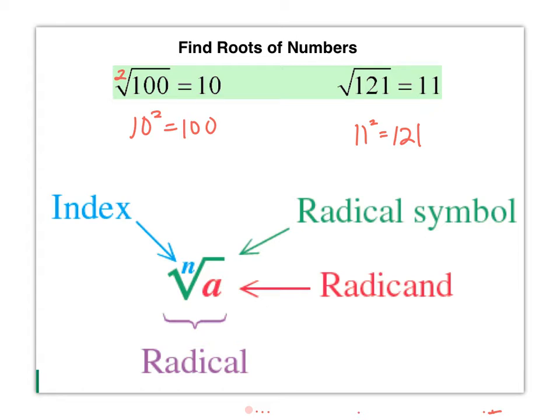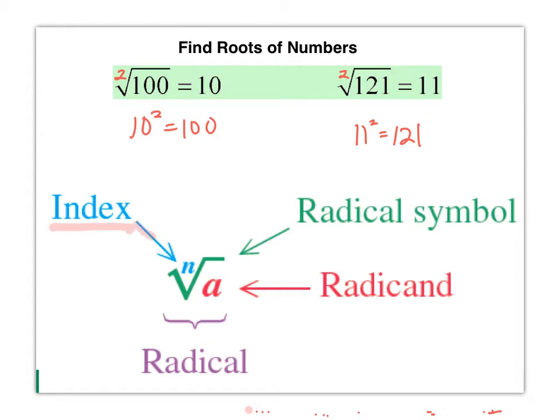So we're looking for the number raised to the second power that will equal 100, and that number is 10. And then the same thing for the square root of 121. That's the index of 2, meaning we want to find the number raised to the second power that gives you 121. So let's look at the different components of the radical itself.